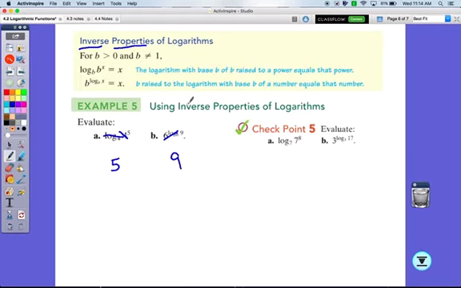All right, so pause it, try the checkpoint. All right, here you go. Log base 7 of 7 to the 8th. The log base 7 and the 7 cancel out. My answer is 8. For B, I've got 3 to the log base 3 of 17. So 3 and the log base 3 cancel out, and my answer is just 17.